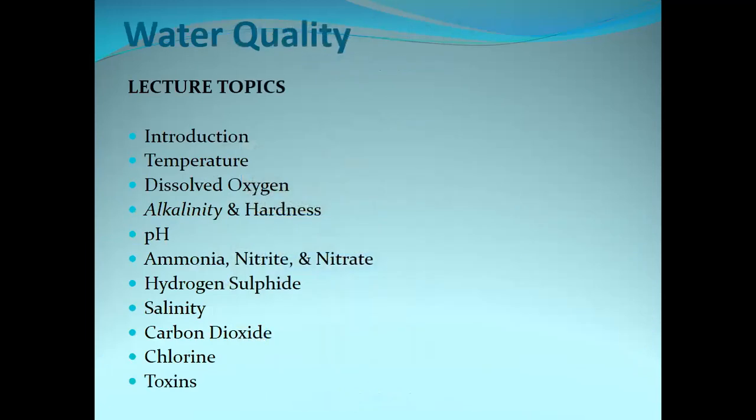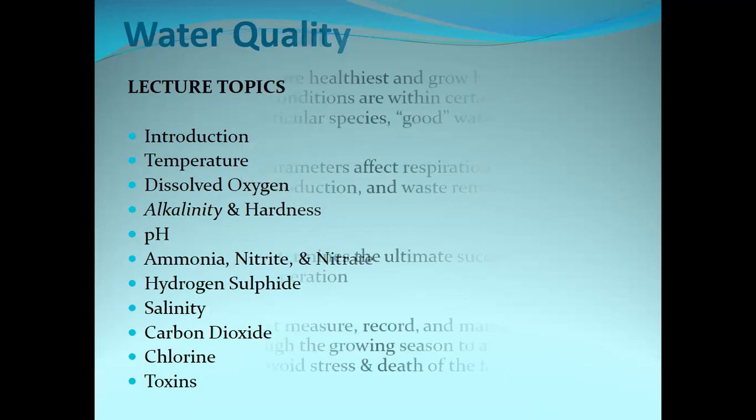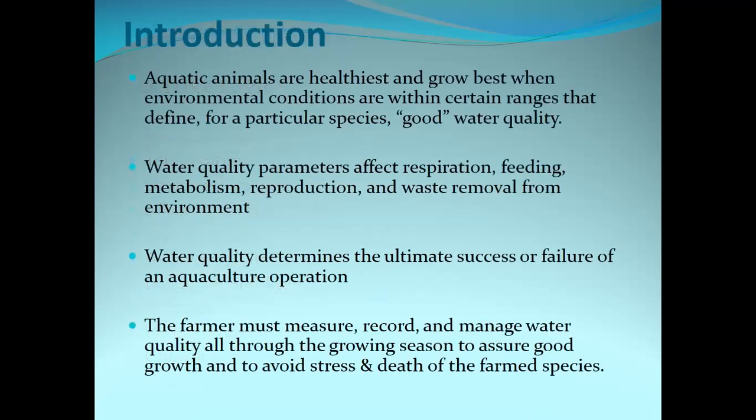These are some of the different water quality parameters and topics that we will cover. We have a general introduction, temperature, DO, etc. As we go along, we will see the importance and relevance of these water quality parameters and the impacts they could have on our production. Aquatic animals are healthiest and grow best when environmental conditions are within certain ranges that define good water quality for a particular species.